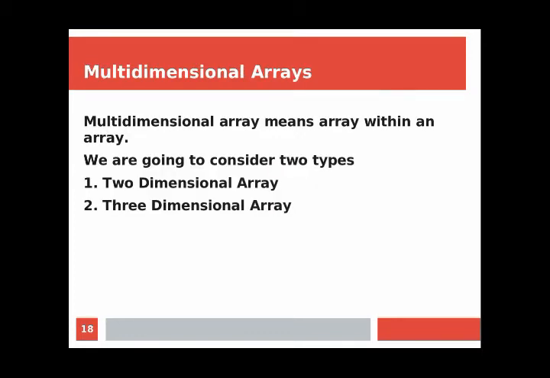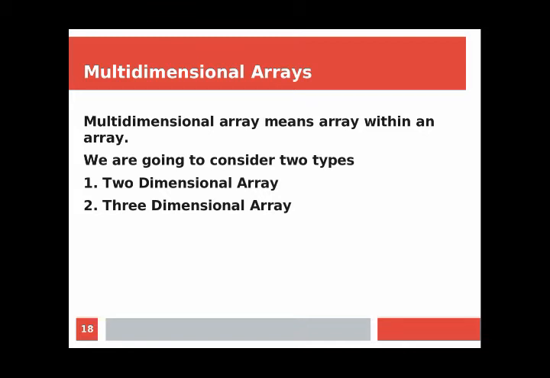So the next is multi-dimensional arrays. That means whatever we have seen up to this are one-dimensional arrays. A multi-dimensional array is an array within an array. Remember that here, multi means array within an array. This means that every element of a multi-dimensional array is another array itself. We will consider here two-dimensional arrays and three-dimensional arrays.